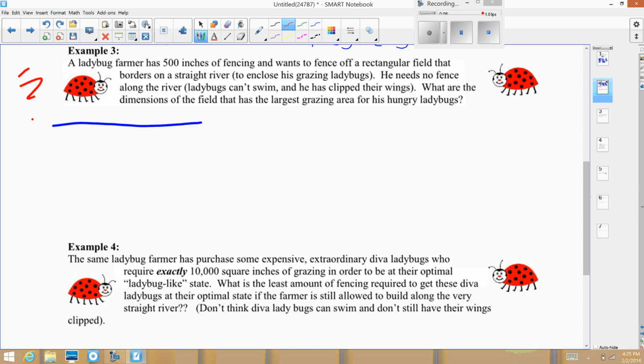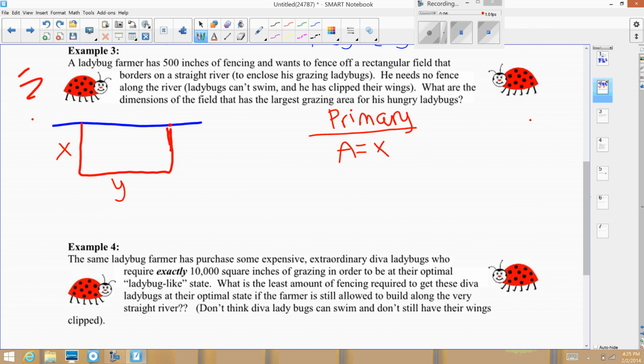And he wants to build a fence. So we're only talking about 3 sides here. All right, so what are the dimensions that have the largest grazing area? So when we talk about our primary equation, we're trying to maximize area here. Our constraint equation, we're limited on the amount of fencing we have.